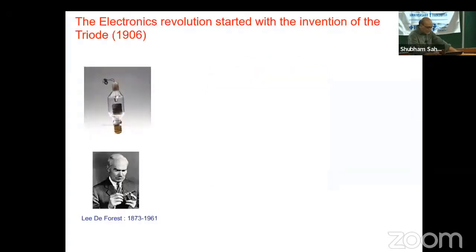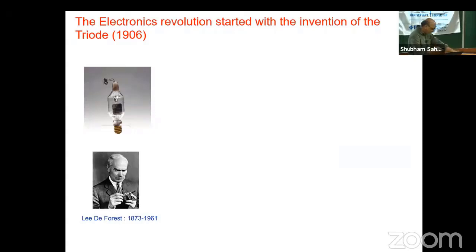The first thing is, we all know, as Shubham said, electronics has impacted almost all aspects of our life. If we go back and trace where electronics started, this is one of the events. Today we are celebrating the invention of the transistor, but electronics had almost a 40-year history before it. 1906 was the invention of this particular device, the triode, by Lee de Forest here. And this really launched electronics.